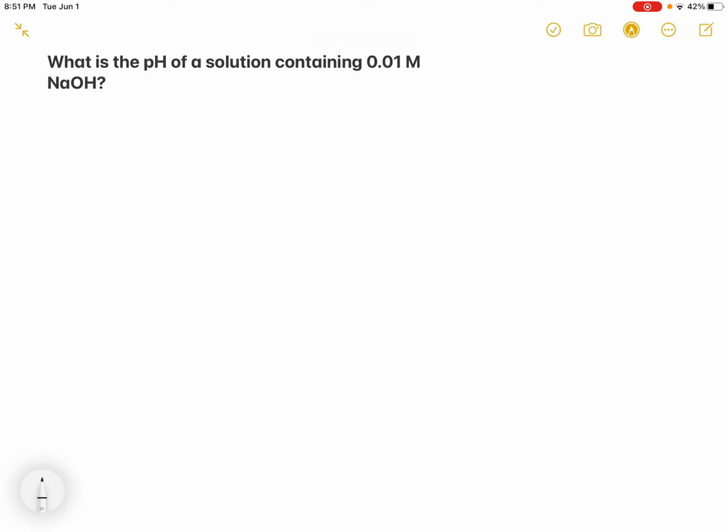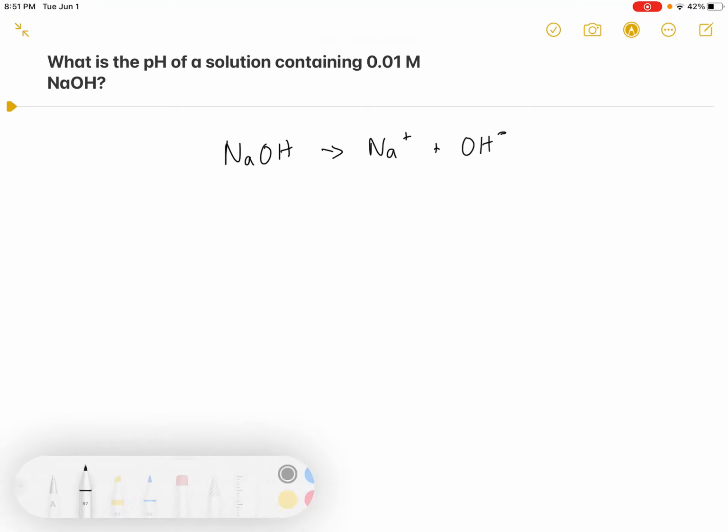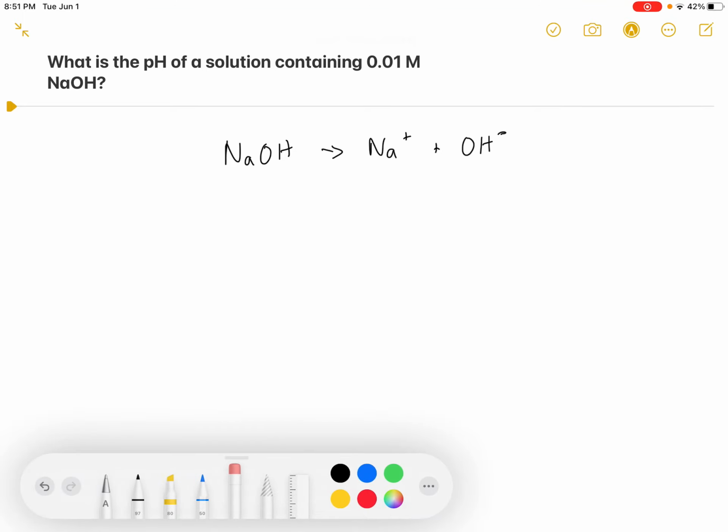So first of all, since we have sodium hydroxide, we know that that's going to dissociate into the sodium cation and the hydroxide anion. And we know that there's one of those in sodium, so there's a 1-to-1 ratio of sodium hydroxide to the concentration of hydroxide ions. So we don't need to do any multiplication here or really any sense of stoichiometry. It makes it a much faster calculation.